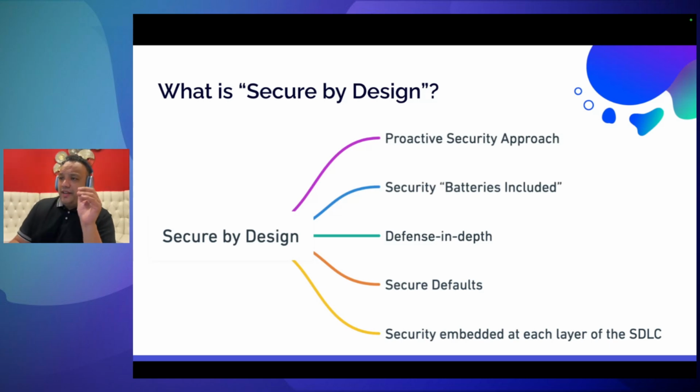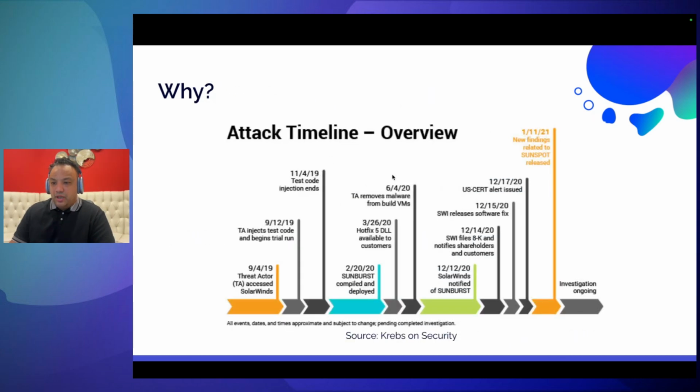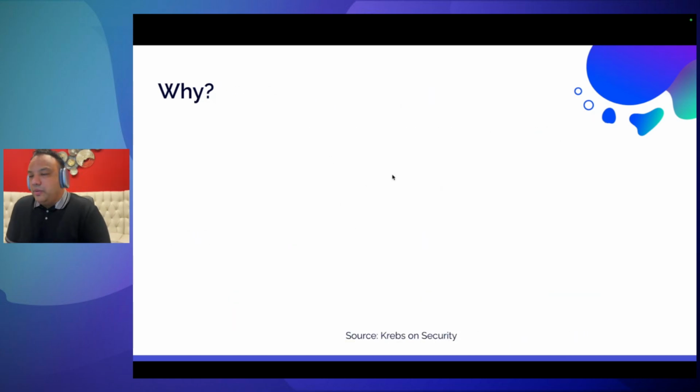So this, in my view, is Secure by Design. If you look at the CISA document as well, you'll see that this adheres extensively to that view. So this is quite clear in terms of what Secure by Design is. Now let's get into why though. Why do we do this?